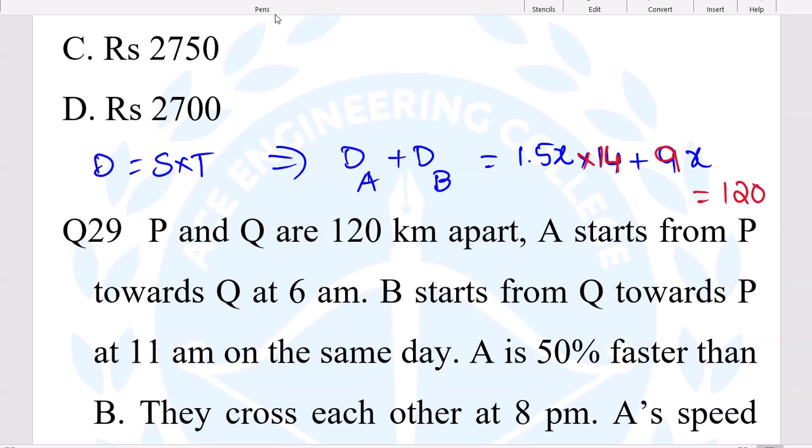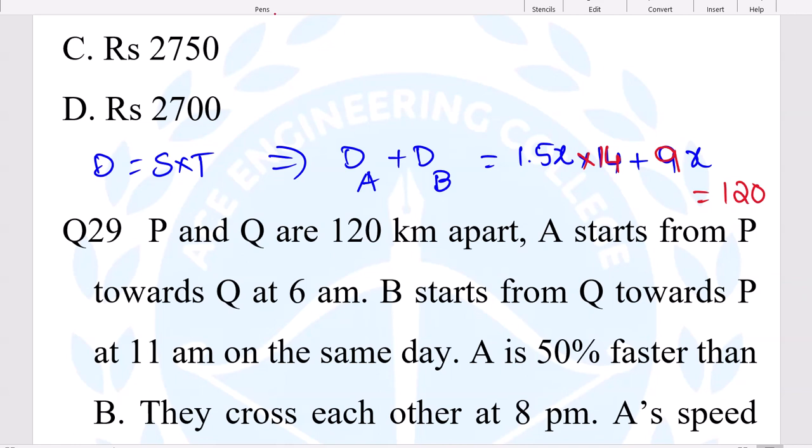That's it. Calculate x, that will give B's speed, and 1.5x will be A's speed. The previous method is too lengthy, so we are going with the alternate method. The distance covered by these two trains: first one covered something, second one covered something, and as both are traveling, the total should be equal to 120. So 1.5 into 14.